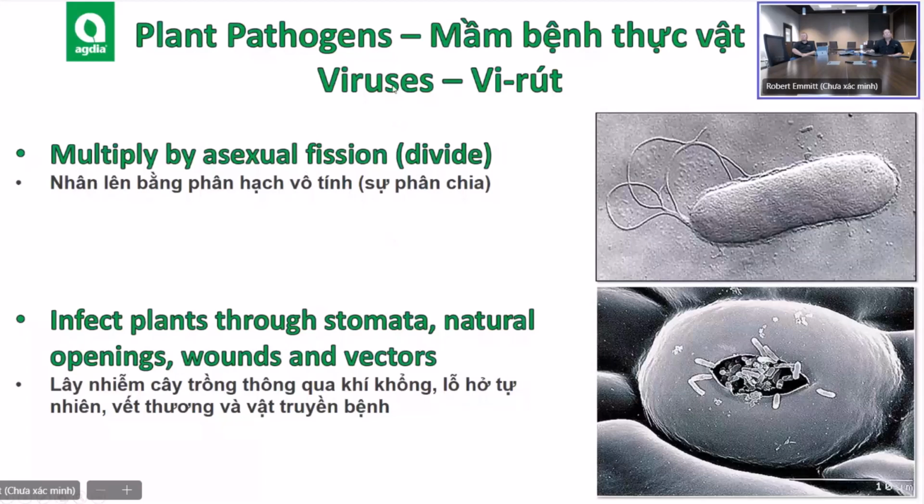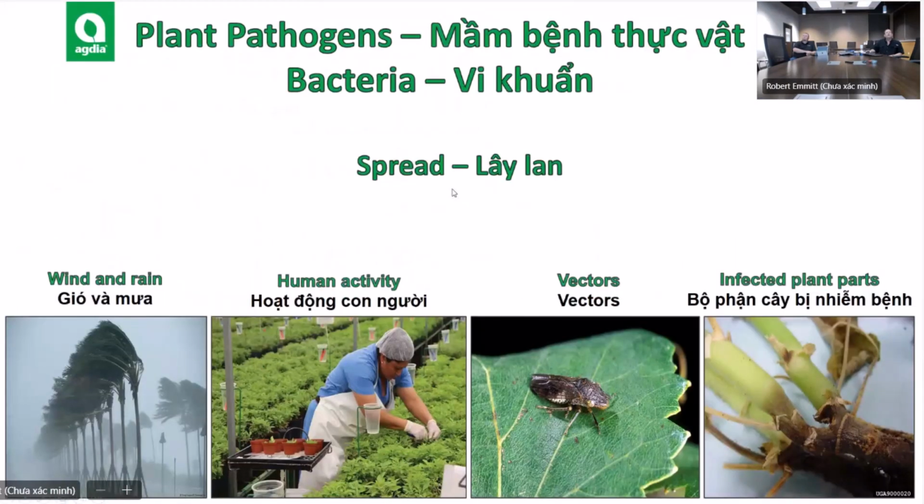Okay, so once again, viruses up there, it should be bacteria. They multiply by asexual fission, so they basically just divide, and they infect the plants through stomata, natural openings, wounds, and vectors. These are bacteria growing into a stomate on a plant leaf. Bacteria are typically spread by wind and rain.